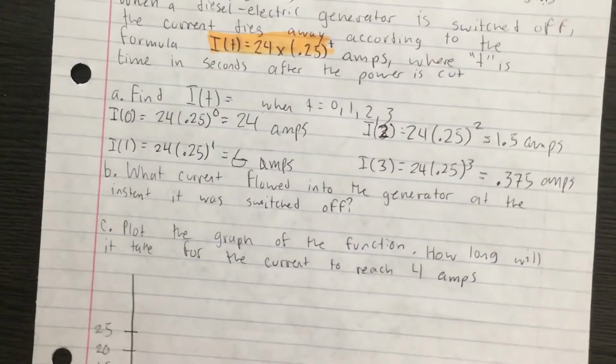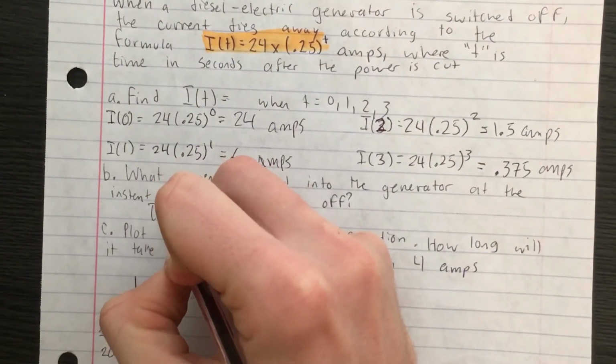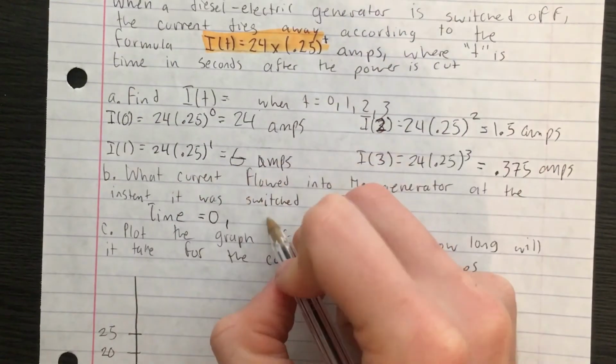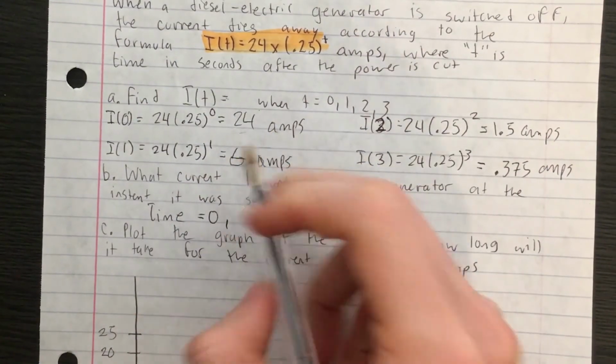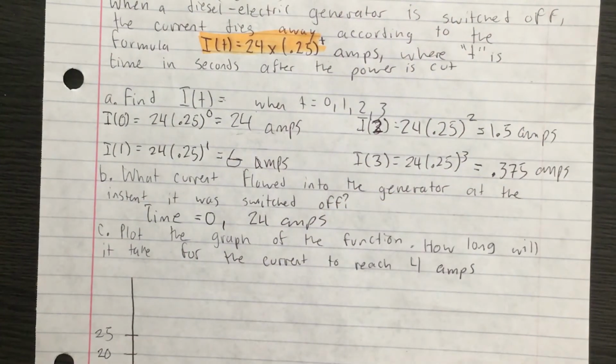So then on the second question here, it's asking what was the current flowed into the generator at the instant it was switched off. So how much is this generator getting the second it's switched off? And so you have to ask yourself, what would the value of time be the second it was switched off according to this model? So that time should equal 0. So then that means that I of 0 should work. So that means that 24 amps is the amount that should work.